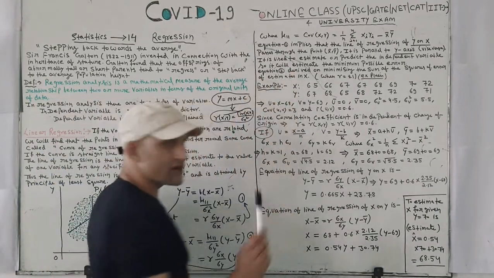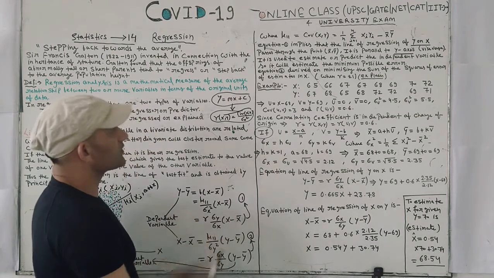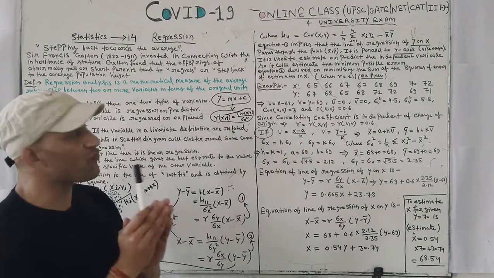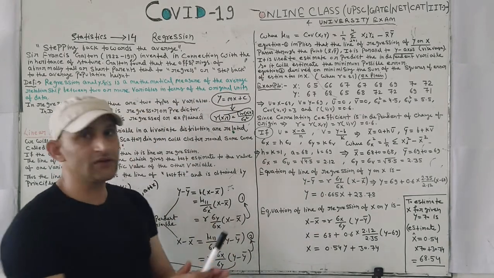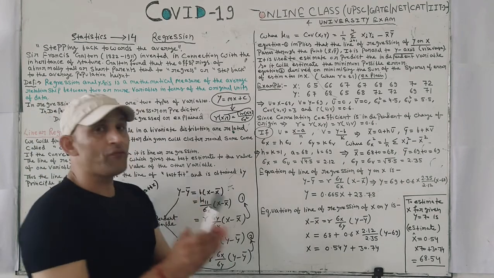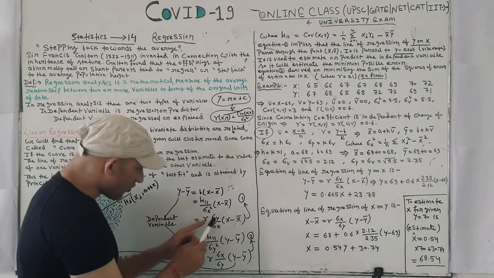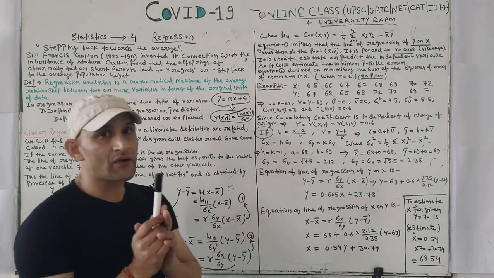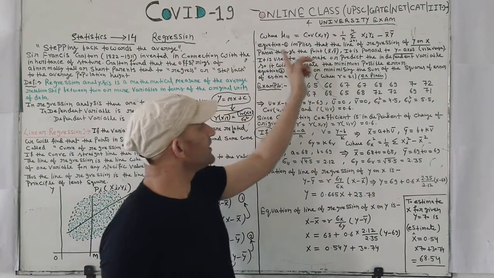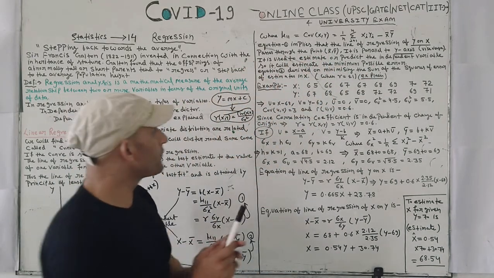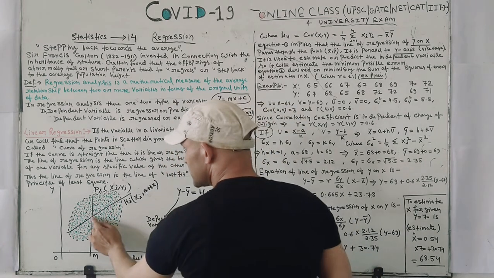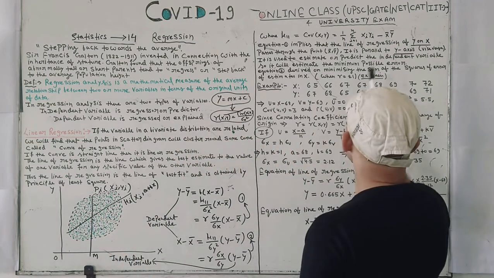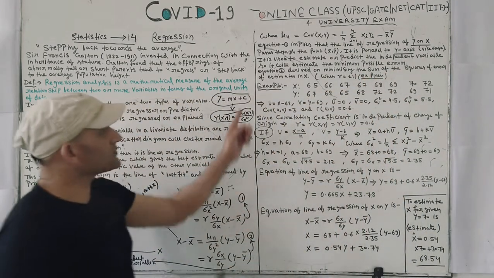So equation number 1 implies that the line of regression of y on x passes through the point x bar y bar, meaning the line is passing through the mean value point. Okay, means there is some point, it is passing from here. Mean point x bar y bar. So it is passing through the point x bar y bar.